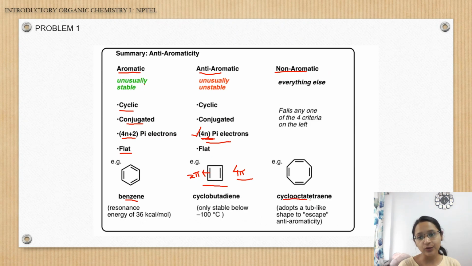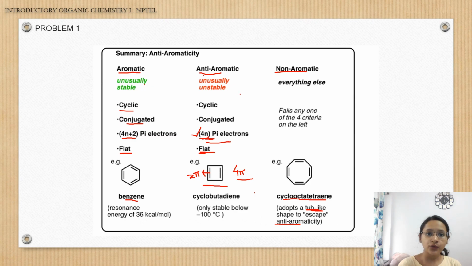When you come to cyclooctatetraene, the number of pi electrons is 2, 4, 6, and 8. It has 8 pi electrons, which could make it anti-aromatic, but it doesn't have a flat structure. That is why it is neither aromatic nor anti-aromatic; it is non-aromatic. It adopts a tub-like structure to avoid being anti-aromatic, because aromatic compounds are the most stable and anti-aromatics are usually unstable.